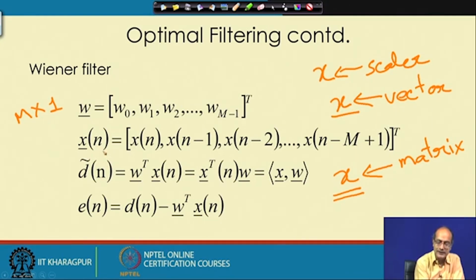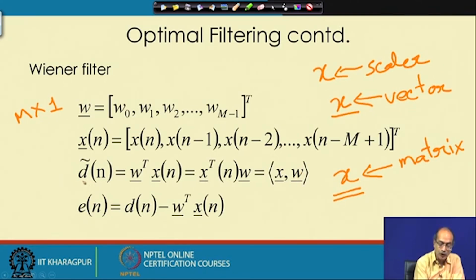So, we have an index n, and the configuration of it is: the first point, the topmost point in this column, is the present value, and then we move forward into the past. That is, x n minus 1, x n minus 2, and in that way we have m minus 1 lags of x n.